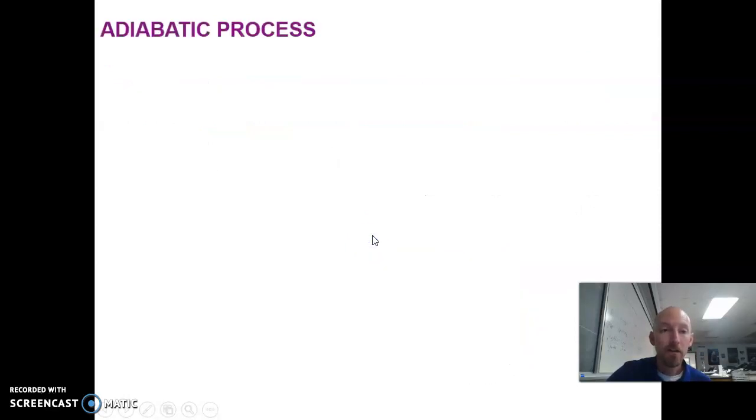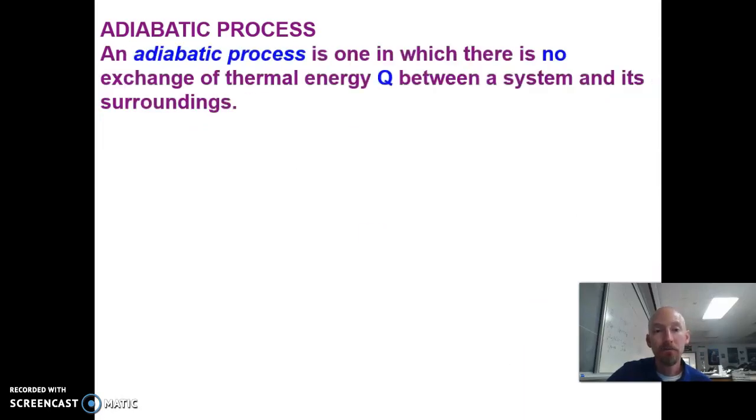The last process is called adiabatic. This is where something happens so fast that there is no transfer of heat from one place to another. So there is no exchange of heat, so Q is 0. So in the first law, U equals Q plus W. Well, Q is equal to 0, so all you have left is U is equal to work.